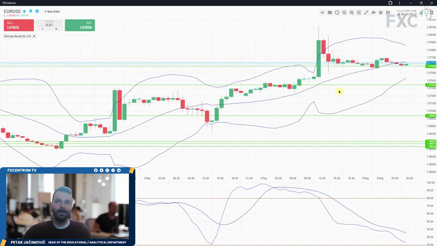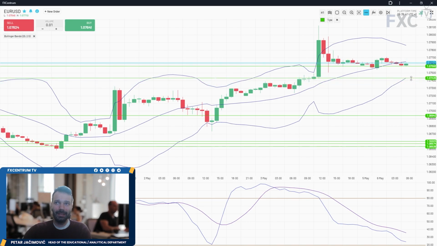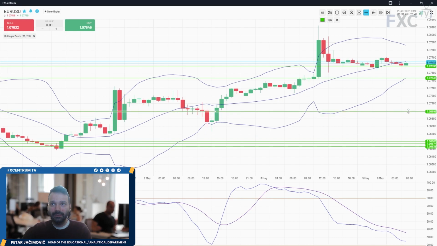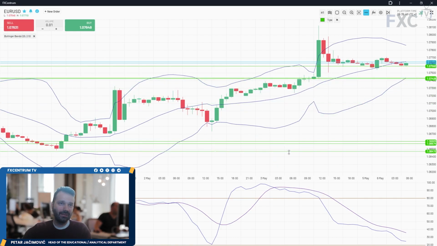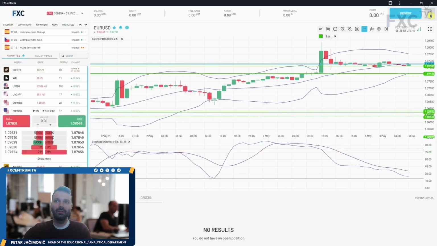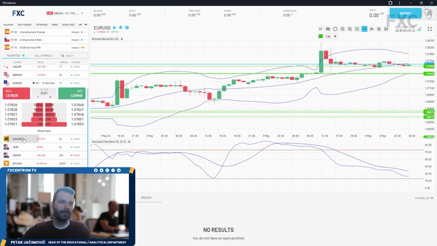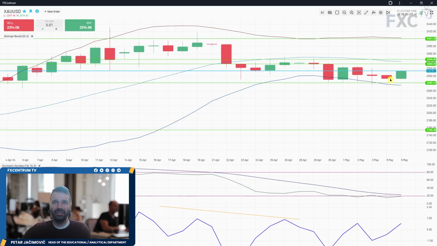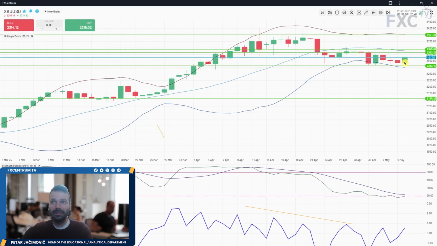1.0195. On the hourly, we have this spike to the upside. I would like to see a break of the lower Bollinger Band and 1.0745. If the market can break this to the downside and hold, then there will be a chance for a drop on the euro dollar.